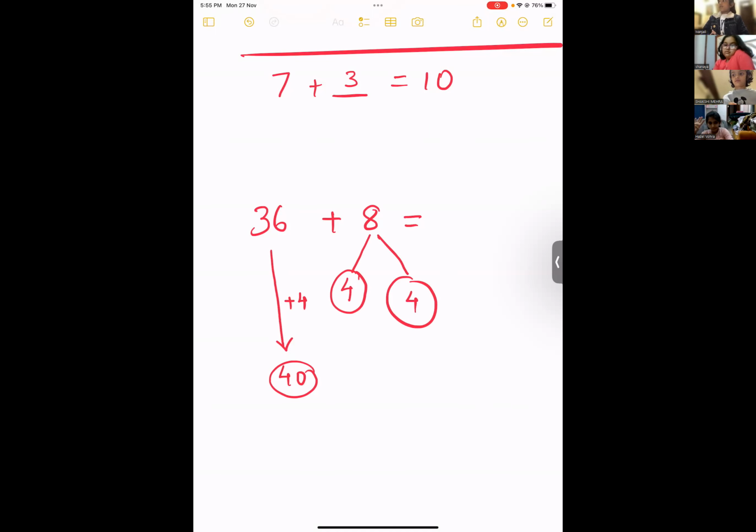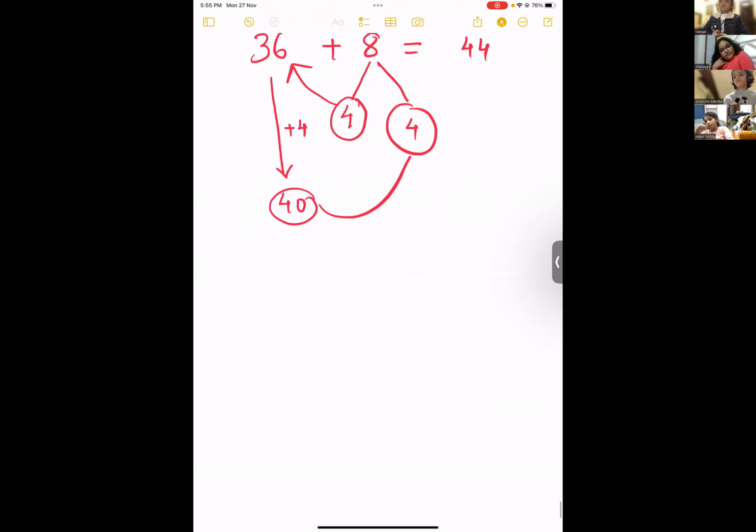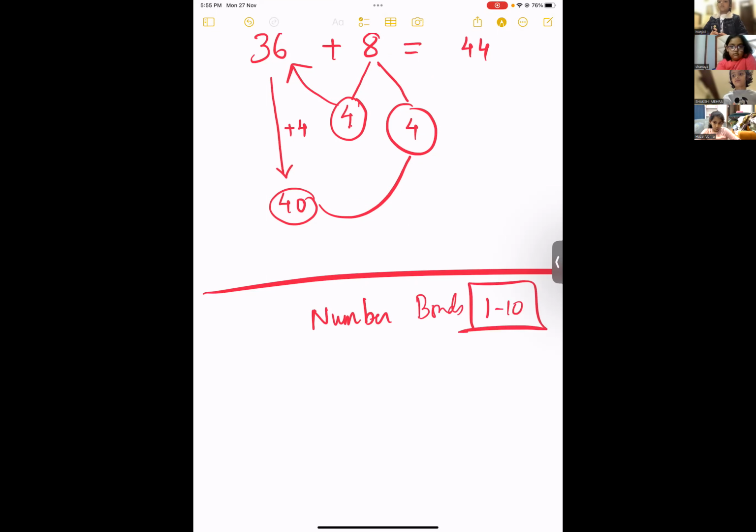Okay? So now I have already used 4 from 8 to make a 40. 36 plus 4 is a 40. Now 40 plus 4 becomes a 44. And that is why number bonds from 1 to 10 are important, because then your calculations will be very fast.